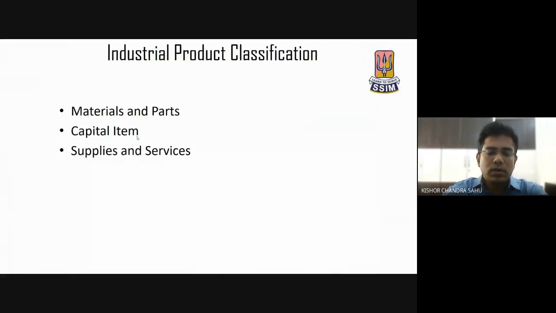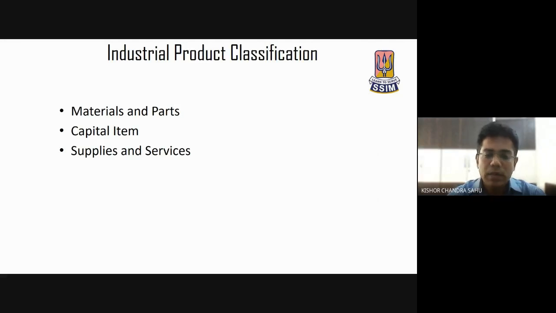The next is B2B, or industrial product classifications. In the industrial product classifications, there can be materials and parts, or capital items, or supplies and services. When I say materials and parts, it includes the raw materials. And raw materials consist of farm products like agricultural produce, fruits or vegetables, or natural products like fish, petroleum or iron ore, or any manufactured materials, which may be iron, or cement, or any castings, right? So these are all materials and parts.